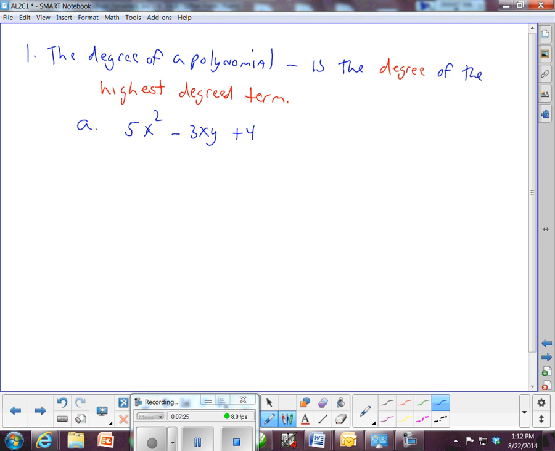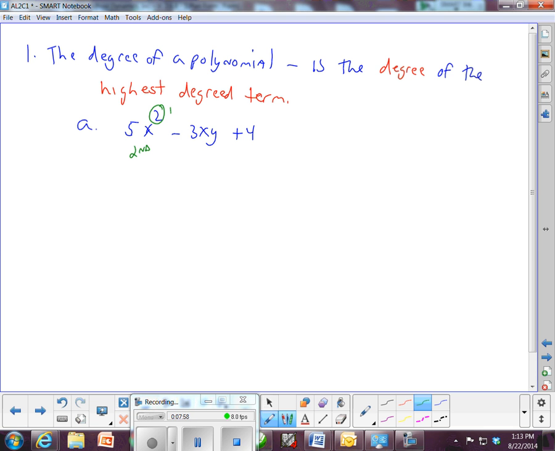We're not going to write this definition. It's something you should have learned in Algebra 1. We said the degree of a term is the sum of the exponents of the variables of that term. So if you figure out the degree of the first term, it's second degree.